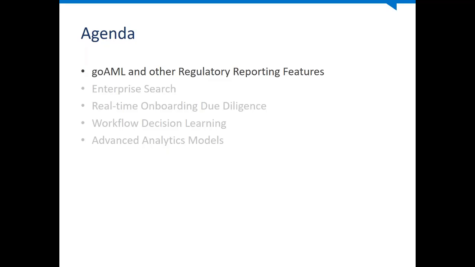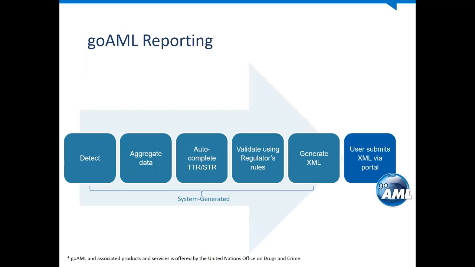So let's go through the Go AML and the regulatory reporting enhancements. If you think about what it is that you do for regulatory reporting, you're detecting different transactions or different activities that may be reportable. For Go AML, the terms that you're using are TTR and STR. If you're in the US, you recognize it as CTR and SAR. So CTRs and SARs, right? So it's the same concept.